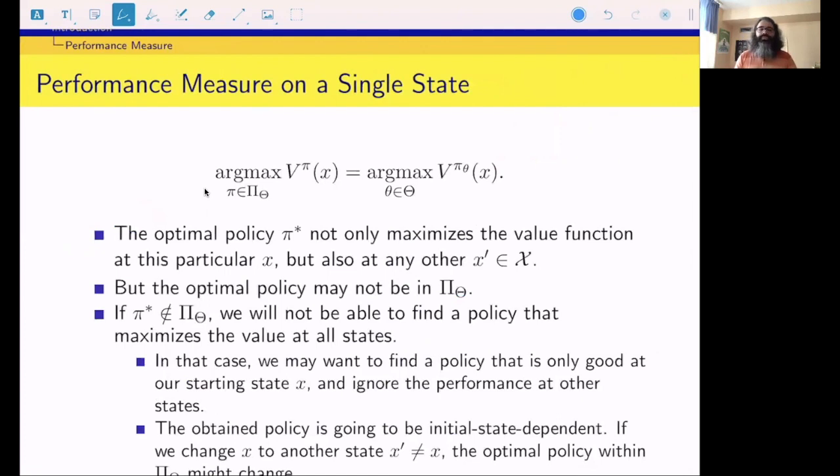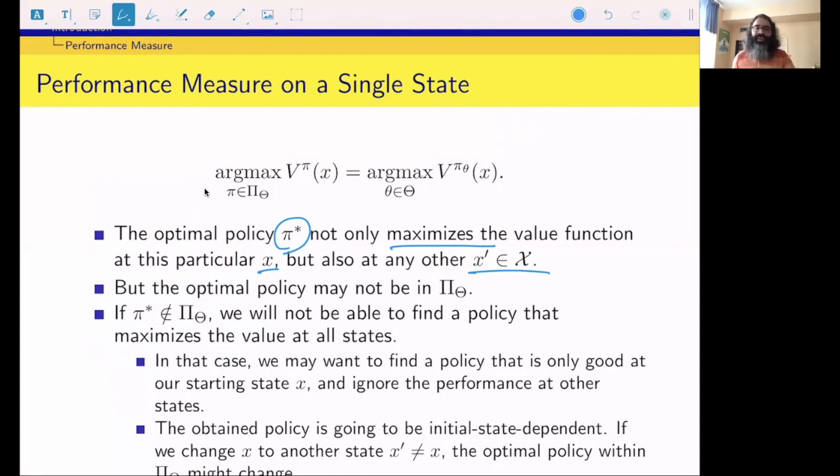So here, if you recall, the optimal policy is a policy that maximizes the value function at all states. Right? The optimal policy was always better than any other policy at all states. So if we choose pi star, the optimal policy, it not only maximizes the value function at this particular state x, but at any other x prime in that state space. So this is great.